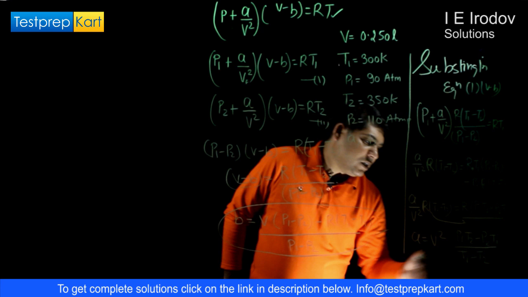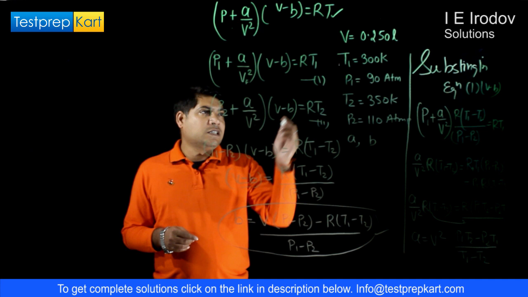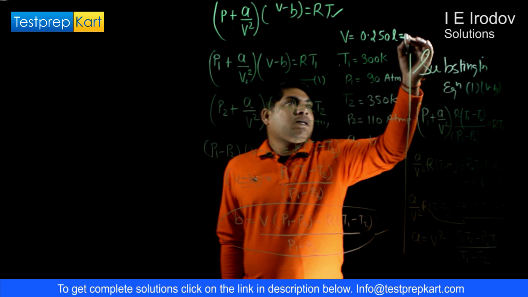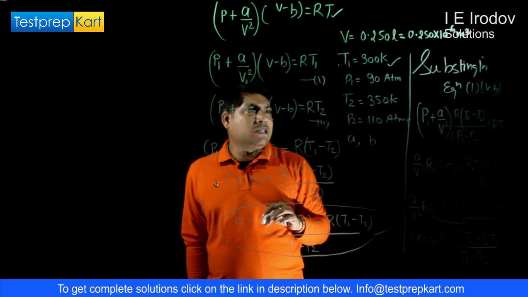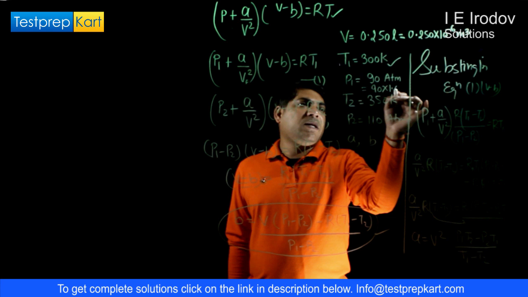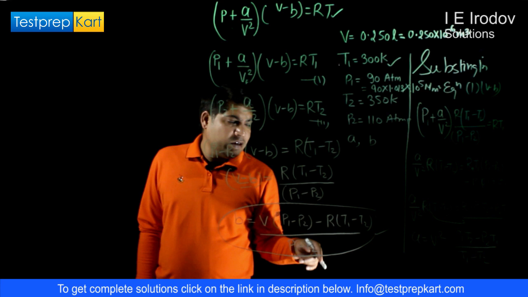Okay, so volume is given in liters, that is equal to cubic centimeters, so we can convert this volume to cubic meters. So this is 0.250 into 10 to the power minus 6 meter cube. This is the standard unit. You can convert atmospheric pressure as 90 into 1.013 into 10 to the power 5 Newton per meter square. Now temperatures are given in Kelvin, so we can substitute in these equations.